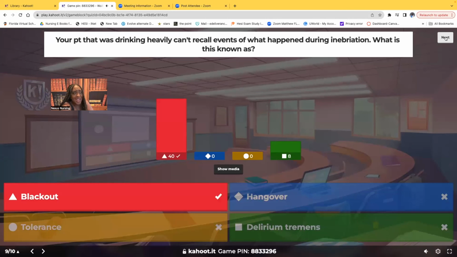Very good. Blackout. They can't remember what happened during that time. Now, hangover is that horrible feeling you have the next day, right? The nausea, the vomiting, the headache. You just want to throw yourself in a lake somewhere. Tolerance is needing more of a substance to get that same initial high that the person used to get when they only had a little bit. And delirium tremens, that is the worst type of alcohol withdrawal, where the patient's whole body can go into tremor, can start shaking. Patient will experience severe hypertension, severe tachycardia, severe tachypnea. The patient can even go into seizures. They can even go into a coma.